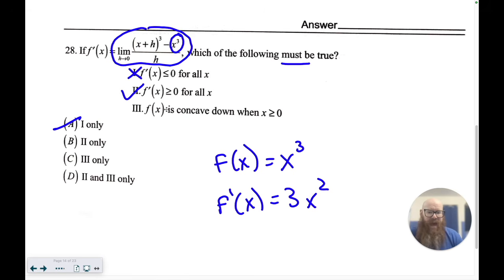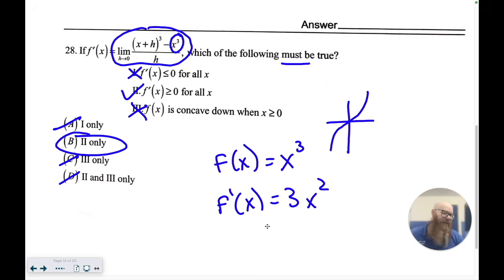And then f of x is concave down when x is greater than 0. We could look at that 2 different ways. We could just know what x cubed looks like, and that's certainly concave up. So that one's wrong. So it's B.